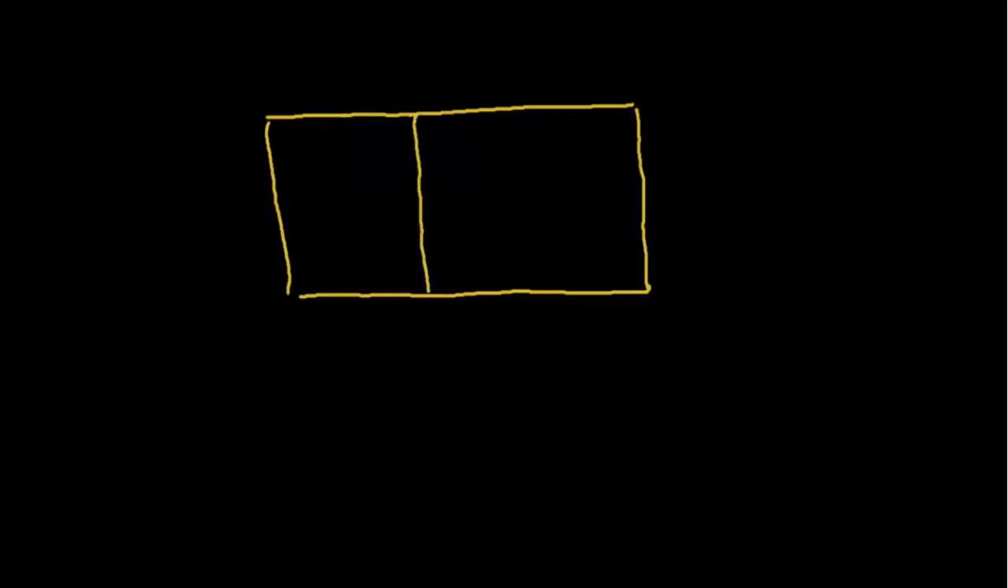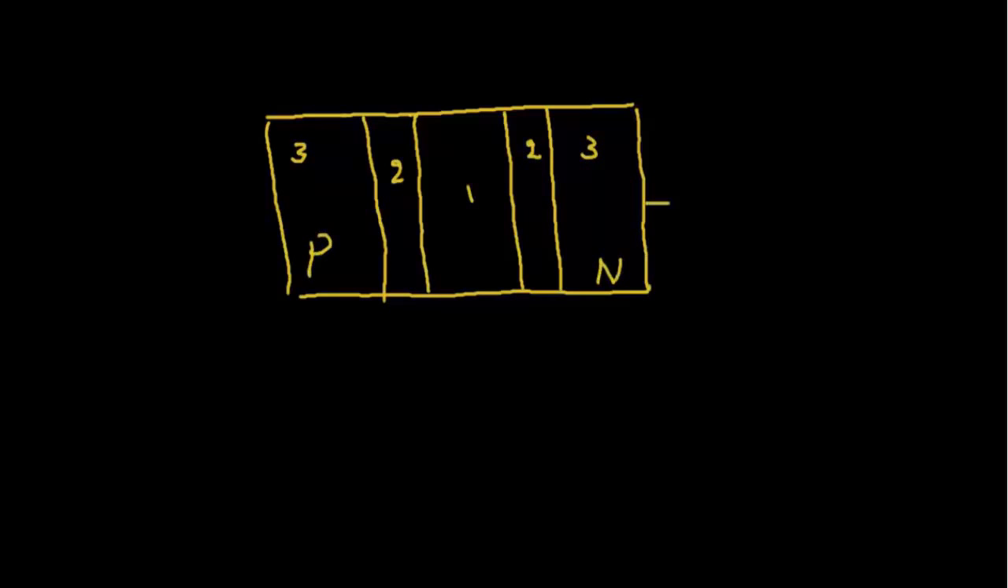We have an area here, call it number 1, and this one will be number 2, and this one will be number 3. This is P and this is N, and they are connected in reverse bias. This one here will be the depletion region, and of course there will be some light, some photons coming from there. So here will be some generation of electron hole pairs.